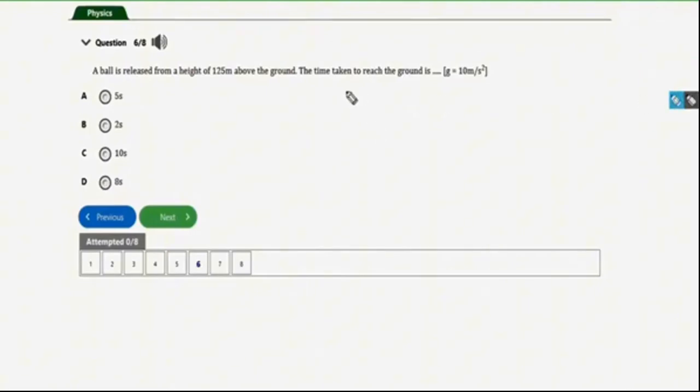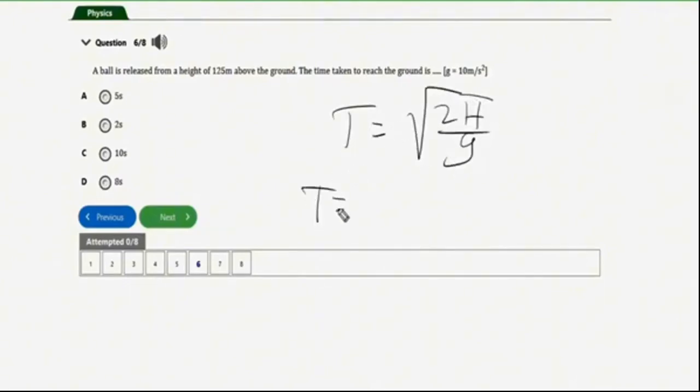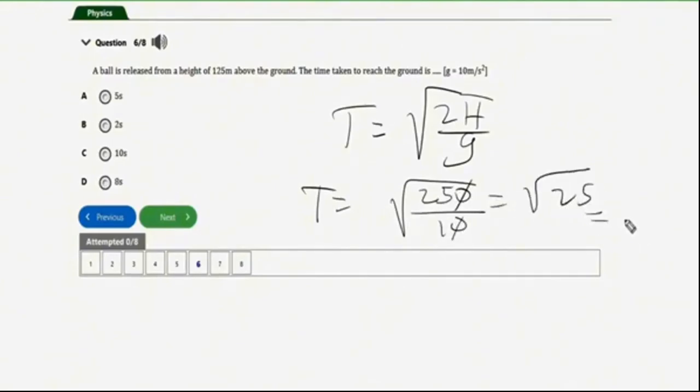Apply the formula for time of flight. So T will be square root of 2h over g. T will be square root of 125 times 2, you're going to have 250, over acceleration due to gravity, which is 10. So you're left with square root of 25, which will give you 5 seconds. Right option is option A.